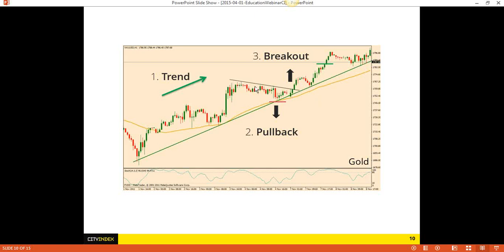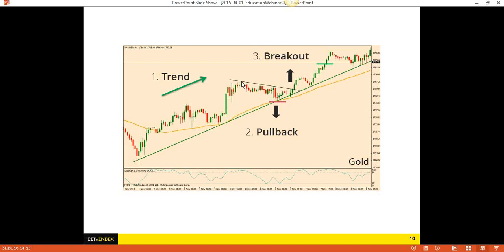But what I often do is I look for a reason to get in a little bit earlier, and in this case, this is a counter trend resistance line. First we're looking for the trend. We're looking for the pullback to the line. That's the pullback we're looking for. Then we're looking for a recovery of the pullback, and that's in the form of this breakout above this counter trend resistance line. That's my breakout.